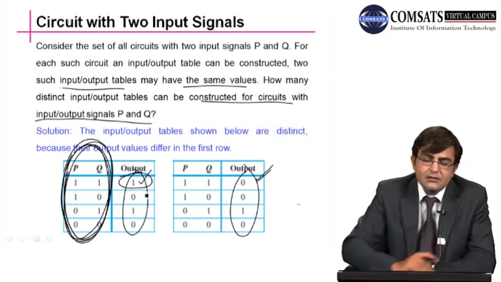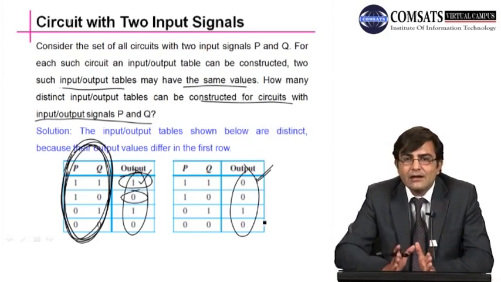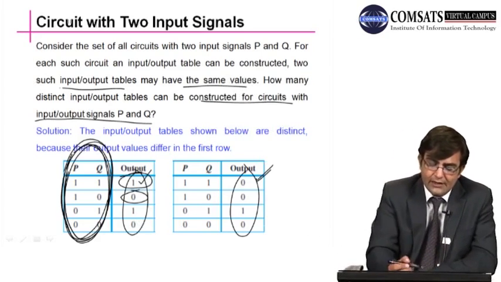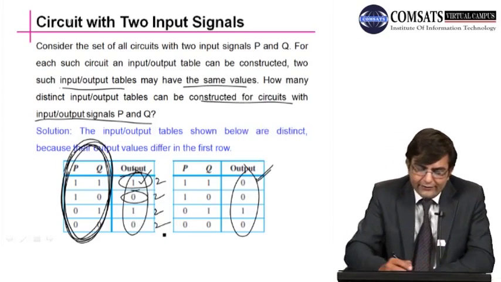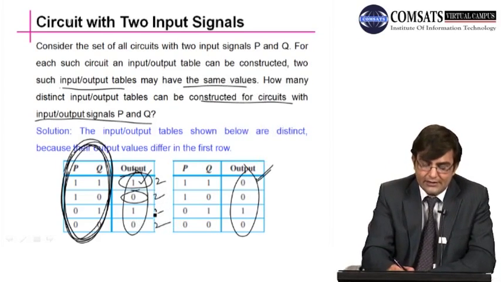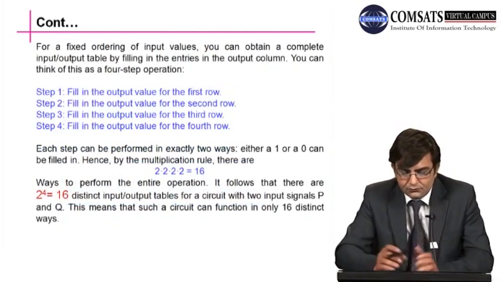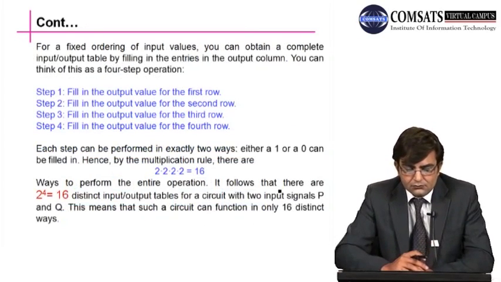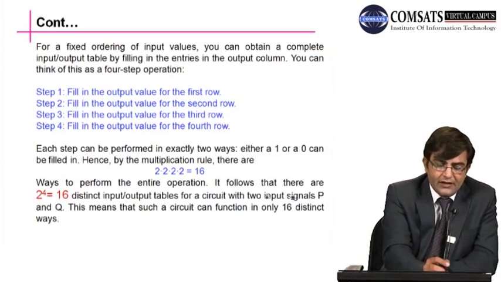Similarly, at the second place of the output, how many possibilities are there to choose a particular output, which can be either 0 or 1? There are two possibilities here also. Similarly, we have two possibilities at the third place and two at the fourth. So at first step we have two possibilities, at second step two, at third step two, at fourth step two. So we can formulate this problem like this.